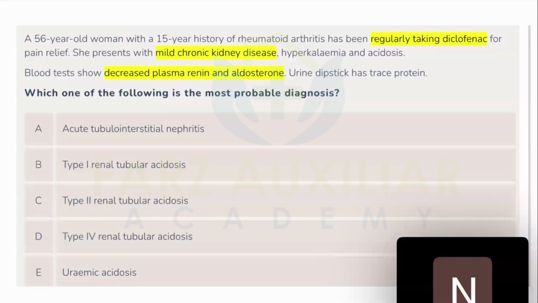And another one: the most common cause for type 4 is diabetes. And in type 4, they will always give you hyperkalemia, because type 1 and type 2 are both hypokalemia. In type 4, they also give you decreased plasma aldosterone. Other than diabetes, other causes are if the patient is on ACE inhibitors and ARBs, that is, angiotensin receptor blockers. Yes, sir. Drug mediated.